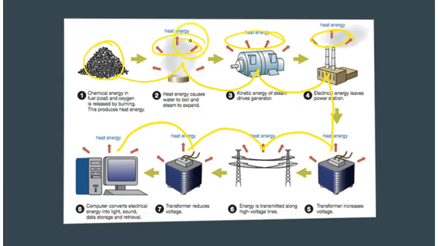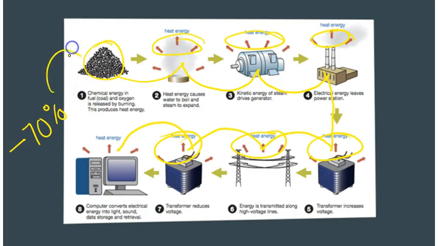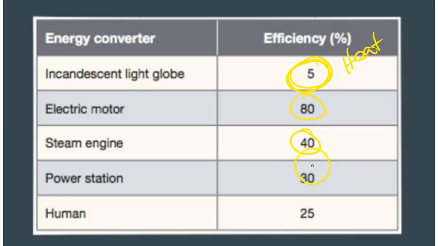That means that every time we lose energy at each one of these stages, overall we lose 70% of the energy that was in that coal to heat and sometimes sound. We lose 70% before it gets to our home. That leaves us a total of 30% efficiency. And when it comes to us, the amount of food that we eat, 25% of it is put into useful energy and 75% of it is lost as heat and other things like sound.